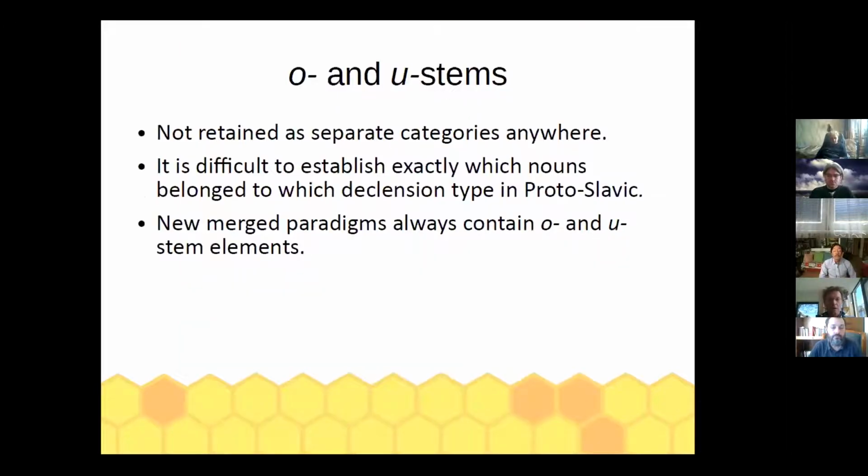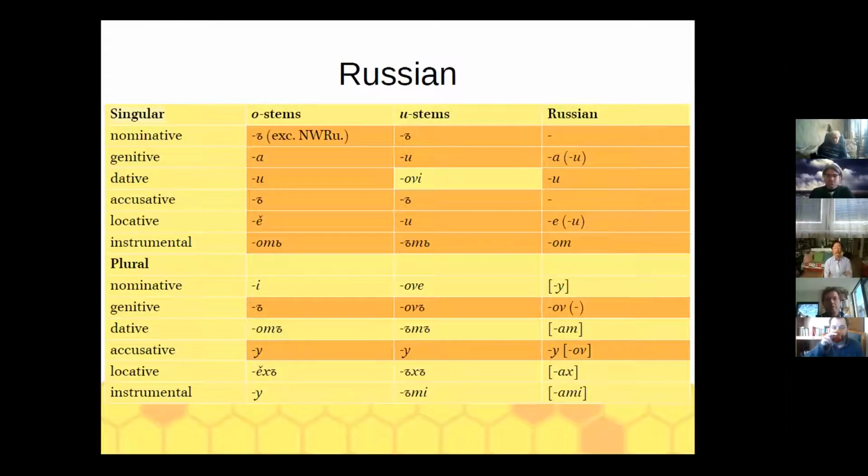Now this quickly changed after the disintegration of Common Slavic. And in the individual languages, the O and U stems are never retained as separate categories. And it's actually quite difficult to establish which nouns belong to which declension type in Proto-Slavic. And also we see that the new merged paradigms of the O and U stems always contain both O and U stem elements. And you can clearly see this in Russian, for example.